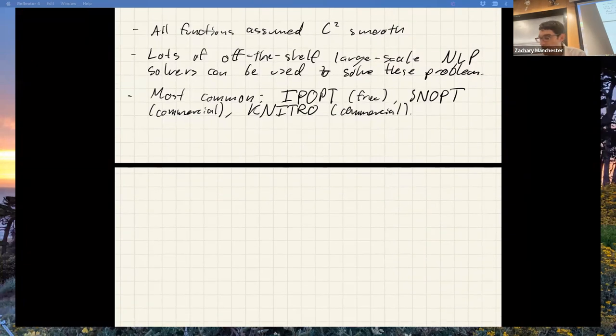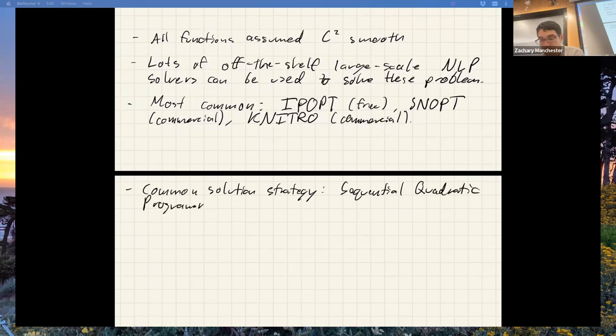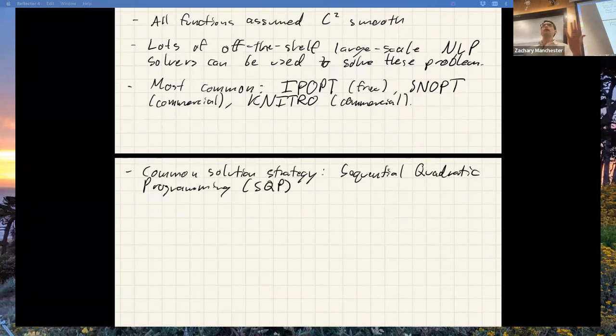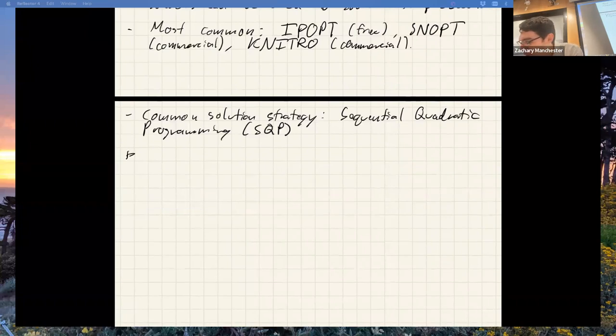A very common solution strategy for these solvers is called sequential quadratic programming, which we'll talk about a little bit. This is commonly abbreviated as SQP, and that's how SNOPT works in particular. Okay, so here's what this looks like.